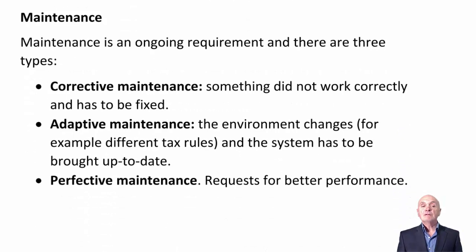And this may lead to some form of maintenance. And there are three types of maintenance. Corrective maintenance, where there is a flaw in the software, it is not working correctly. You have to fix that. There is no choice about that. So this is what may come out of this early review.